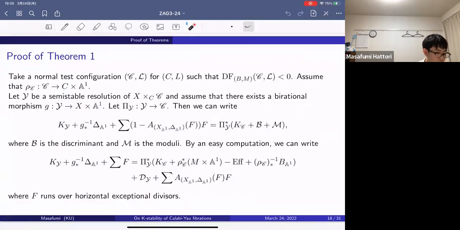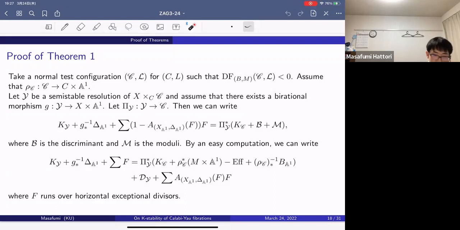And now we prove our main theorem 1. So first, take a normal test configuration (C carry, f carry) for (C, L) such that the Donaldson-Futaki invariant is negative. And assume that there exists a canonical morphism rho on C. By taking a finite covering, let Y be a semistable resolution of X times C over C, and assume that there exists a birational morphism g from Y to X carry times A^1. And let pi_Y be the canonical projection. And by the canonical bundle formula, we can write K_Y plus g inverse push forward of Delta_A1 plus the summation of this equal to the pullback of these divisors, where B is the discriminant and M is the moduli divisor.